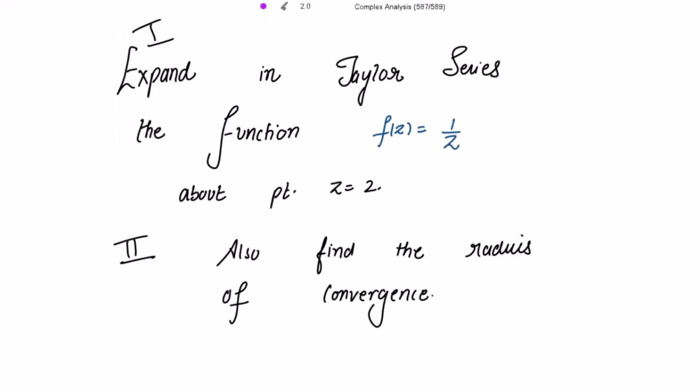Expand in Taylor series the function f(z) equal to 1 by z about the point z equal to 2. Because we need to expand the function about this point, we need the expansion in the powers of z minus 2. And secondly, we also need to find the radius of convergence for this. Let's start with the solution.